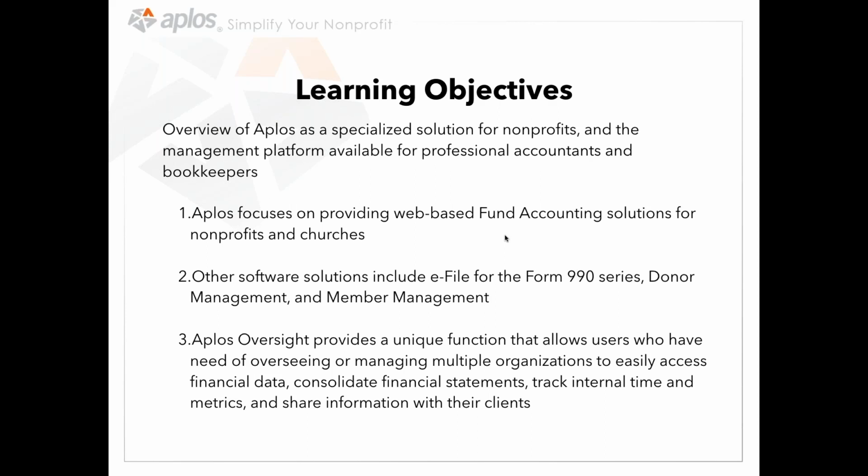What that does is it provides a unique function that allows users who have need of overseeing or managing multiple organizations to easily access the financial data, consolidate financial statements, track internal time and metrics, and share information with their clients. So it's a bookkeeping, accountant tool, and even beyond just providing a service for nonprofits, like some sort of district oversight, we have a lot of churches and organizations that need to have separate sets of books, but they want to run consolidated reports. Oversight can help do some of that as well, which, again, we'll take a look at in detail throughout the presentation today.